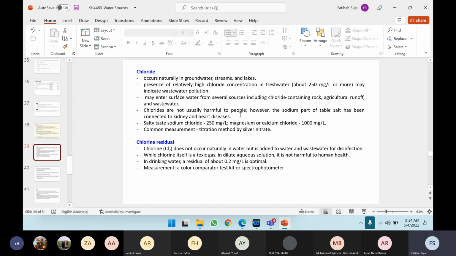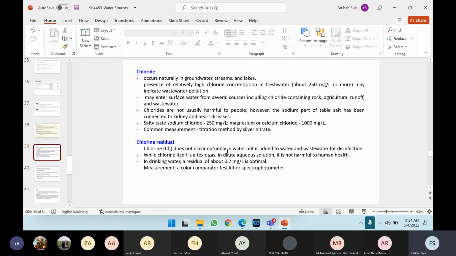So chloride itself is okay, but usually chloride will be combined, so it will be present in the water body as a salt. Usually the sodium part is the one that will affect your health. For salty taste, sodium chloride is 250 milligram per liter. For magnesium or calcium chloride, only if they reach 1000 milligram per liter will you get the salty taste. The common measurement is the titration method using silver nitrate.